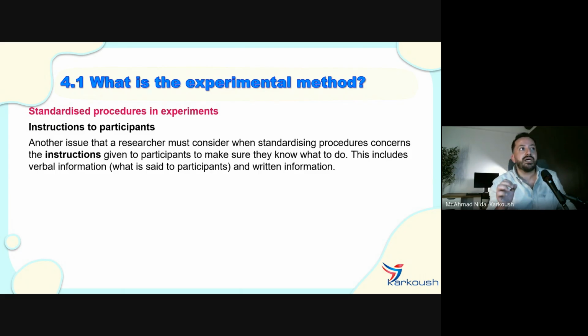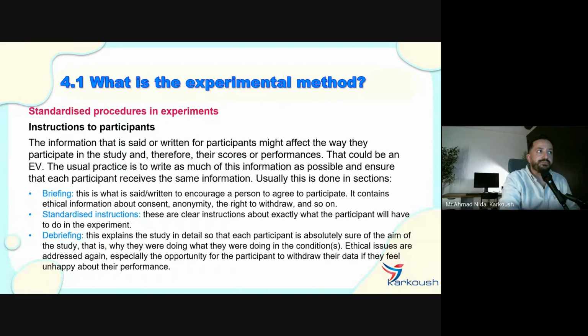And another issue that a researcher must consider when standardizing the whole thing is the instructions given to participants. They must make sure that the instructions are clear and actually the same, and that the verbal information said to the participants and the written information is the same for all the participants. The information that is said or written for the participants might affect the way that the study actually takes place. And it might affect the scores, the performance, and it could be an EV.